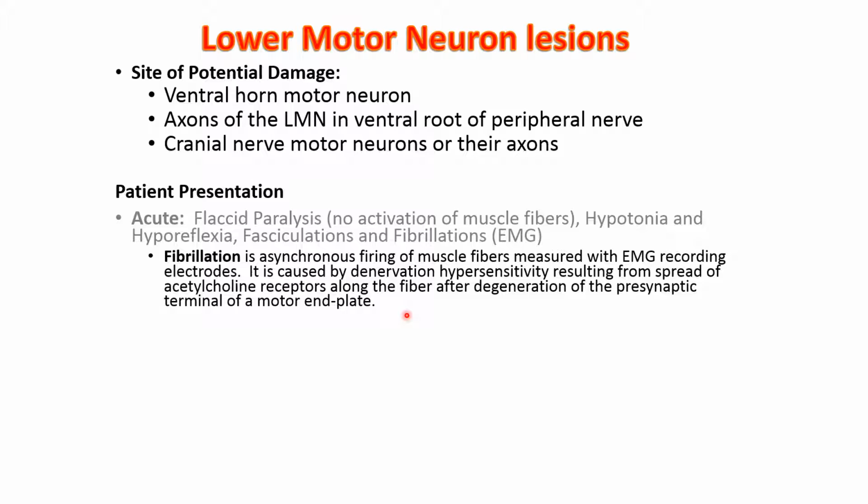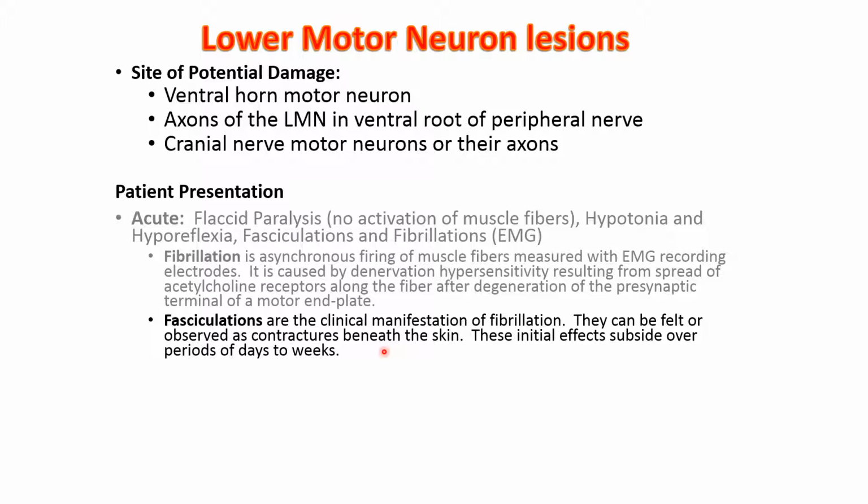That is, neurons synthesize new acetylcholine receptors and spread along the muscle fiber, and they become active asynchronously with degeneration of the presynaptic terminal of a motor end plate. You may also see fasciculations, and that's the clinical manifestation of the fibrillation that's recorded electrically. And they can be felt or observed as contractures, mild movements of the muscles below the skin in an uncoordinated way. These effects tend to subside over a period of days to weeks.